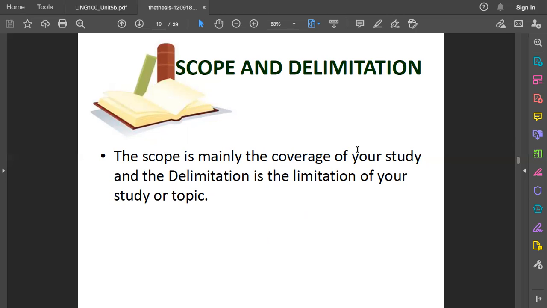So why is it important that you establish it? So that when the panel members ask you, why didn't you include this or that, your answer is: it's stipulated in our scope and limitation that we'll only have this.